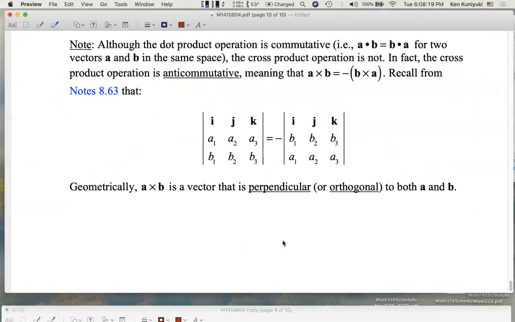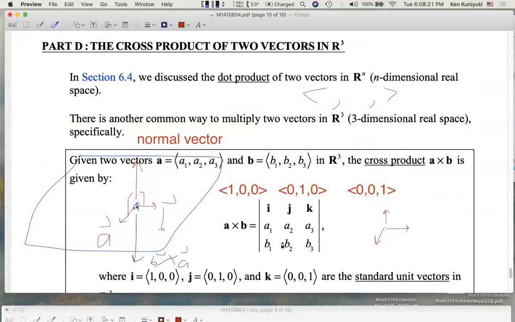So not on the test, but you're going to see this a lot in Calc 3. And also I want to show you another product, another way to multiply vectors aside from the dot product. Okay.